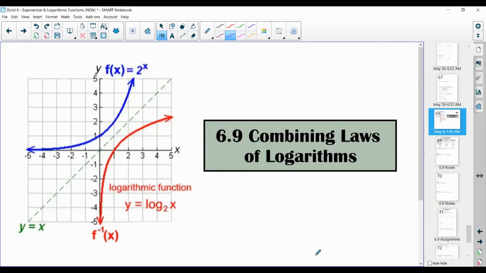Welcome back, guys. Today we're going to continue on with a lesson on laws of logarithms. In the previous lesson, we looked at three individual laws. We looked at the product law, the quotient law, and the power law. And now we're going to look at some examples that put these all together.